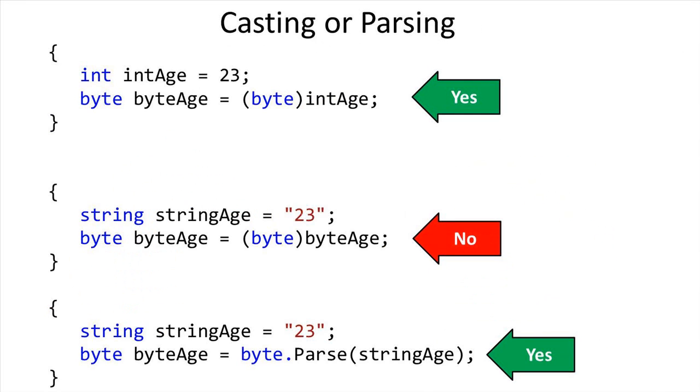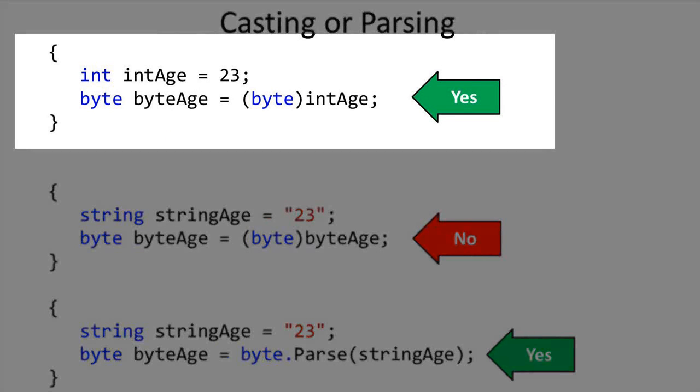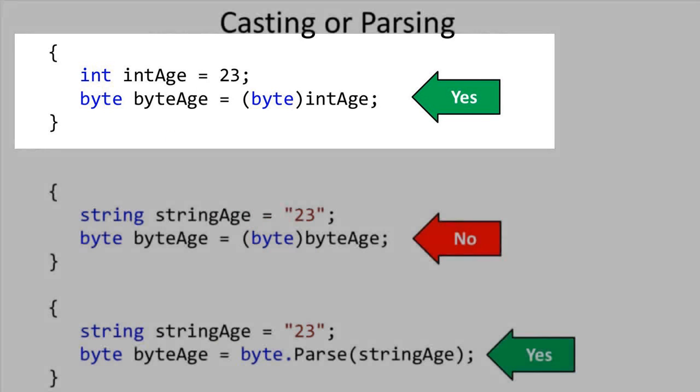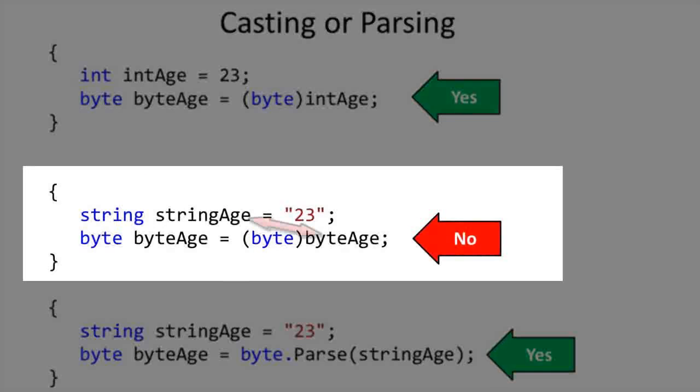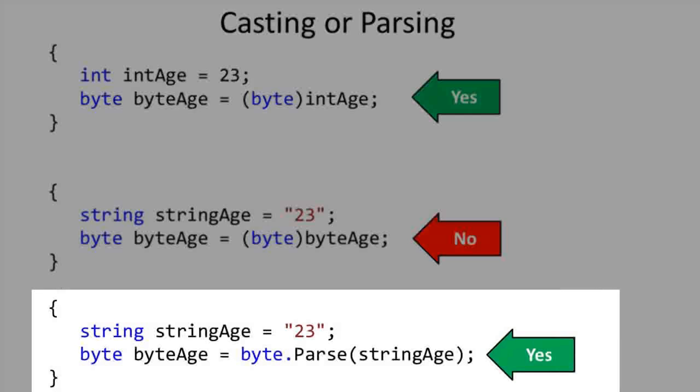Here's the code version of that example. We can cast an int of 23 to a byte just fine. We can't cast a string of "23" to a byte. We would have to parse this value to get that to become a byte.